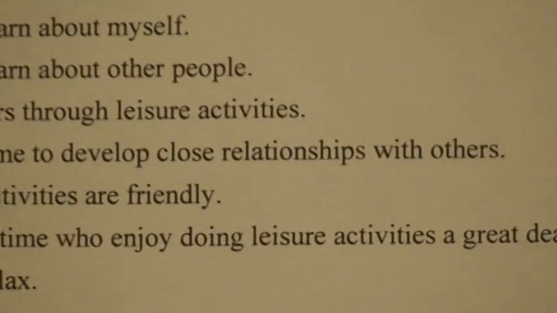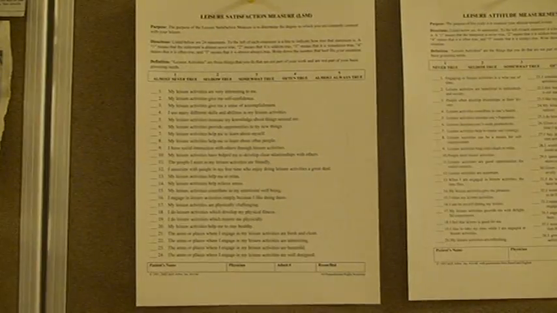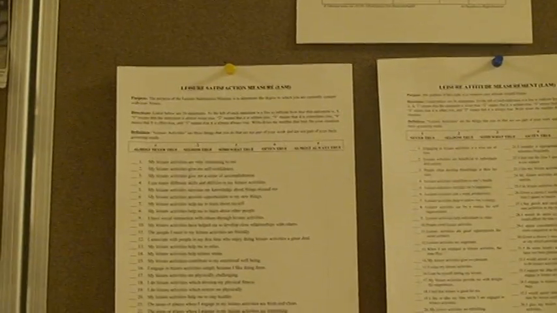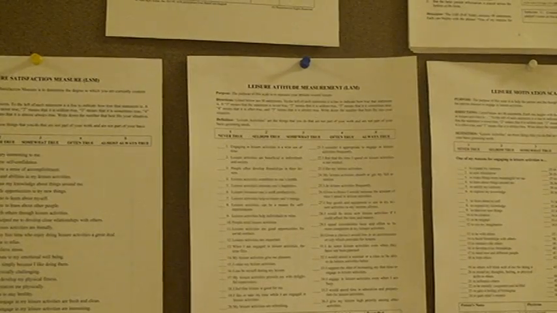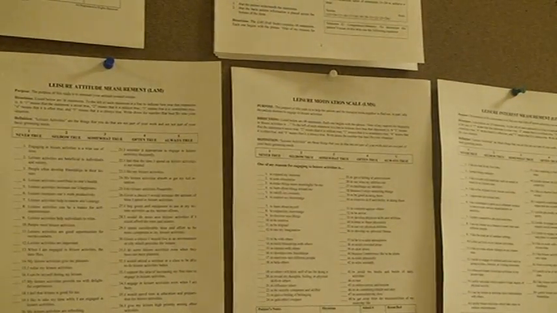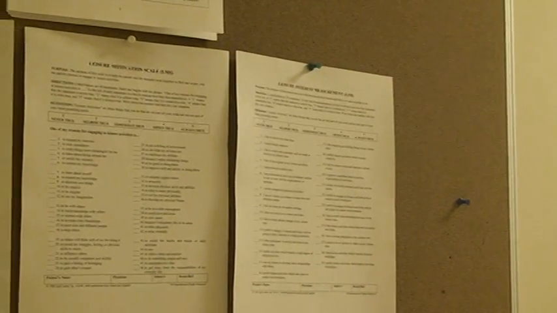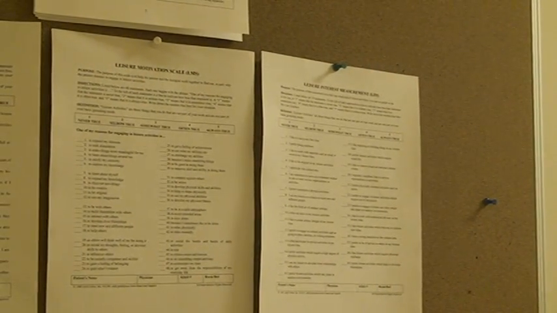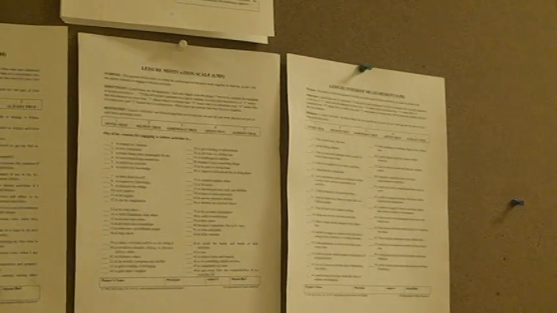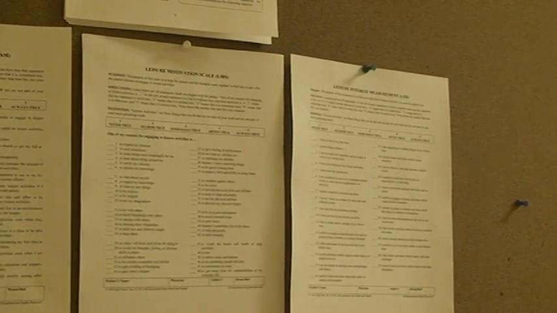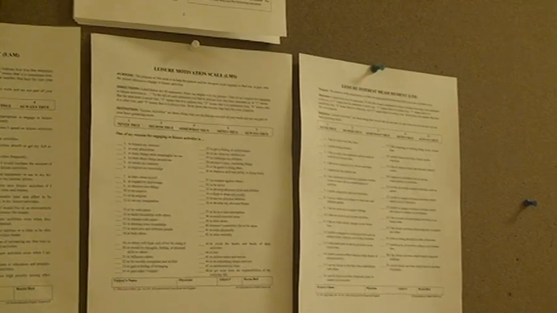So again, all 4 tools in the IALB Leisure Battery, the Leisure Satisfaction Measure, Leisure Attitude Measure, Leisure Motivation Scale, and the Leisure Interest Measurement, they're all laid out very similarly. You're going to answer the questions on the front, 5-point rating scale, and then do the subscale score calculations on the back. And that is the IALB Leisure Battery.